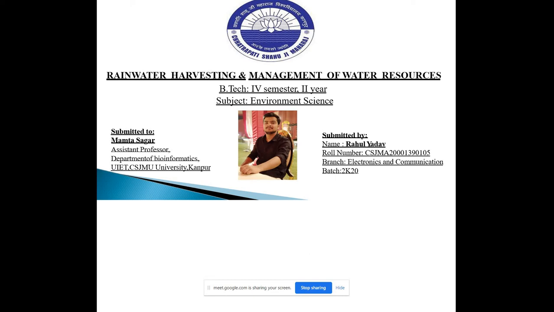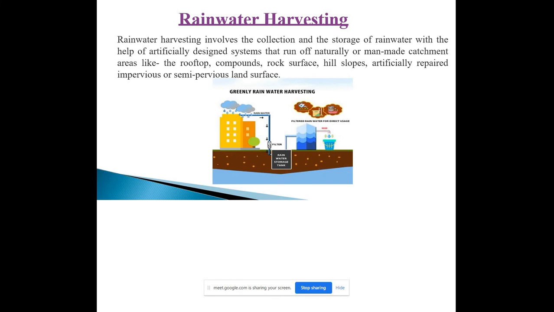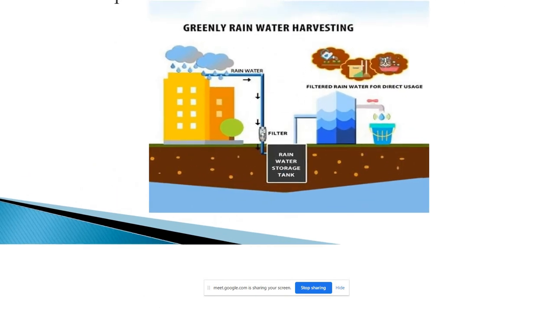Good evening, everyone. Myself, Rahul Yadav. I am here to present my topic, rainwater harvesting and management of water resources. What is rainwater harvesting? Rainwater harvesting involves the collection and storage of rainwater with the help of artificially designed systems that run off naturally or man-made catchment areas like rooftops, compounds, rock surfaces, hill slopes, artificially repaired impervious or semi-pervious land surfaces. So why do we harvest rainwater?